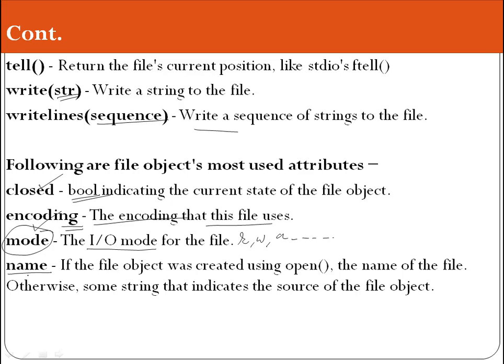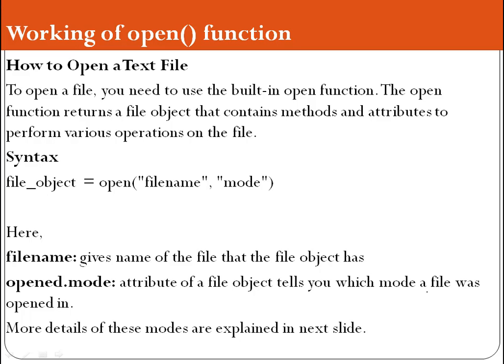You want to know about the name of the file, you can use dot name. If the file object was created using open, it gives the name of the file, otherwise some string that indicates the source of the file object. So this is the output of that. We'll be coming to all of these in detail one by one.